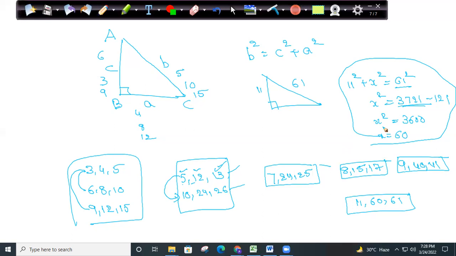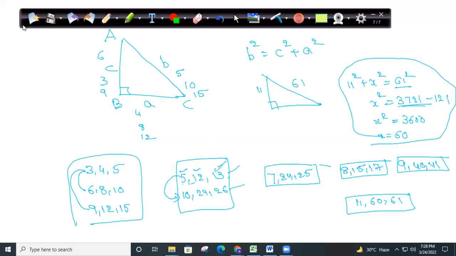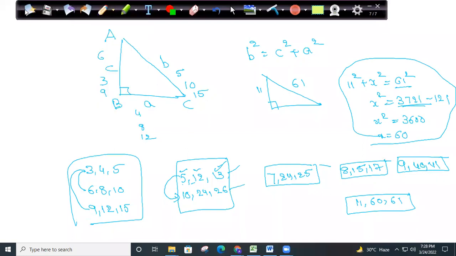So we have two types of right angle triangles. Most important. So what are those two types of right angle triangles? One is the 30, 60, 90 degrees right angle triangle. The other is the 45, 45, 90 degrees right angle triangle. One is the 30, 60, 90 degrees triangle. The other is the 45, 45, 90 degrees triangle.